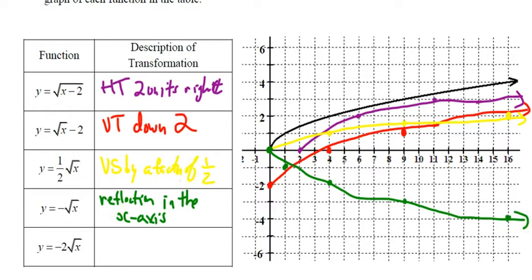And y is equal to negative 2 root x. So there's two things going on. First, we want to deal with the stretch. That's a vertical stretch by a factor of 2. Then a reflection in the x-axis.